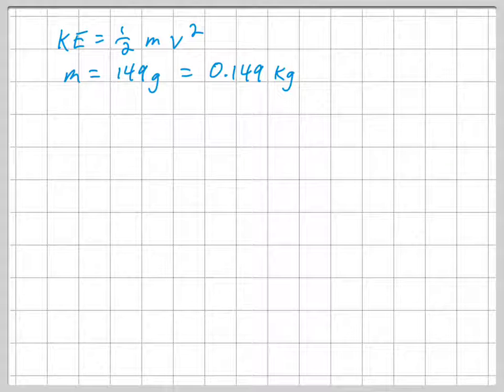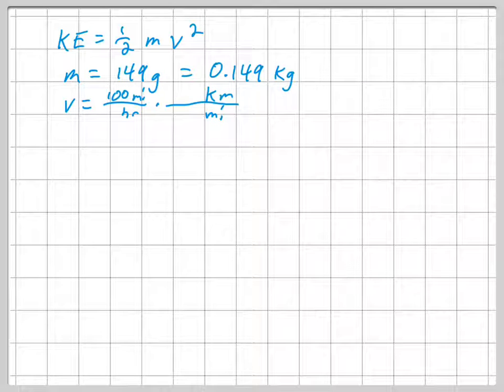But we've also got to change our 100 miles per hour. So our velocity is equal to 100 miles per hour. We've got to change that to meters per second. So we should know at this point that 100 miles is equal to 100 miles. We're going to put miles down here, and kilometers up here. And so we know it's 1.61 kilometers in every 1 mile. So that gets rid of our miles.